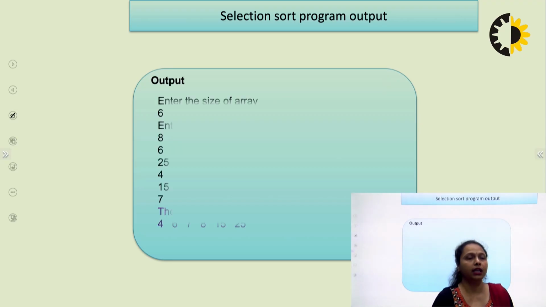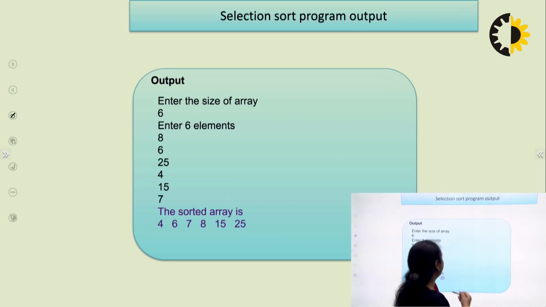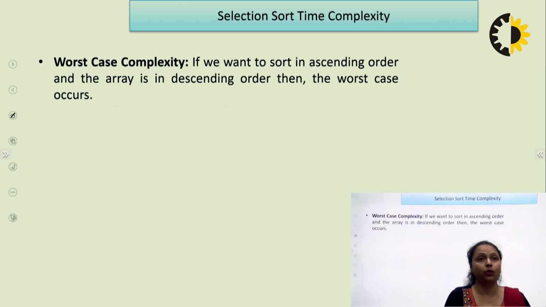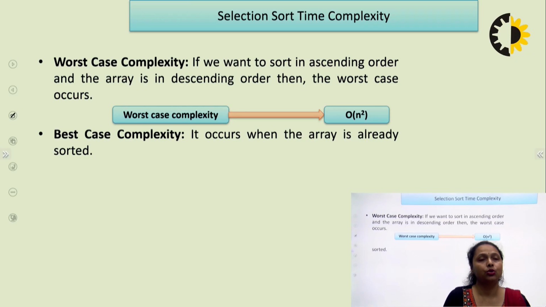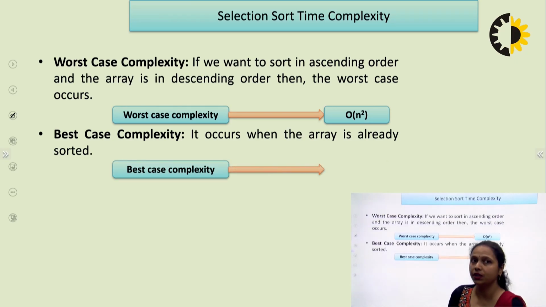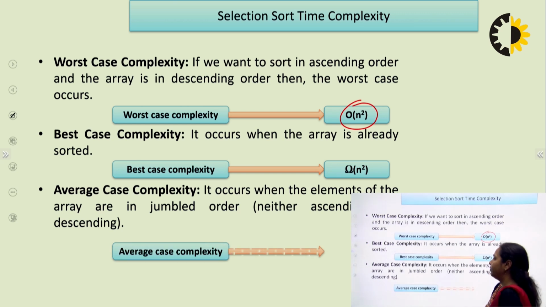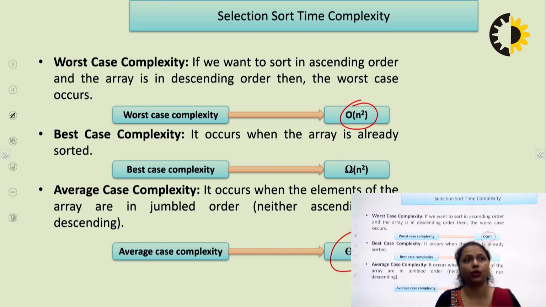So the output we are going to have is the size of array, the total elements, and then the output of the array, that is in sorted form, that is this. Now what is going to be the time complexity? Again, the worst case complexity of selection sort is also O of n square, and the average case complexity is theta of n square in this particular case.